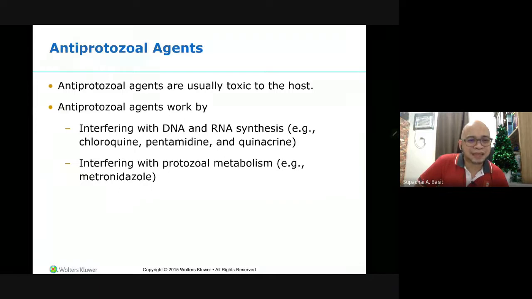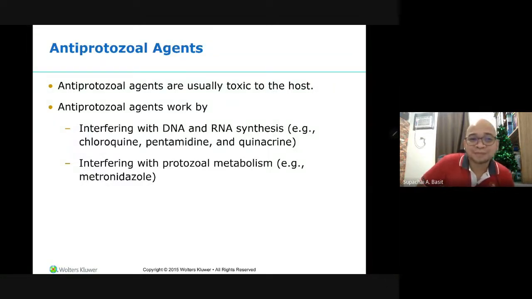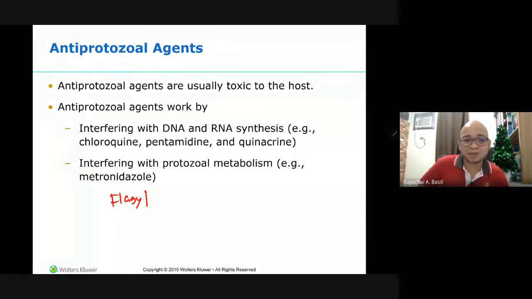So antiprotozoal agents can interfere with DNA or RNA synthesis, such as chloroquine, pentamidine, and quinacrine. If you're familiar with chloroquine and quinacrine, these are drugs that we use for malaria. And the one that can interfere with protozoal metabolism is metronidazole. If you're familiar with Flagyl, Flagyl is the brand name. We use this to treat amoebiasis. So, amoebiasis is caused by a protozoan.